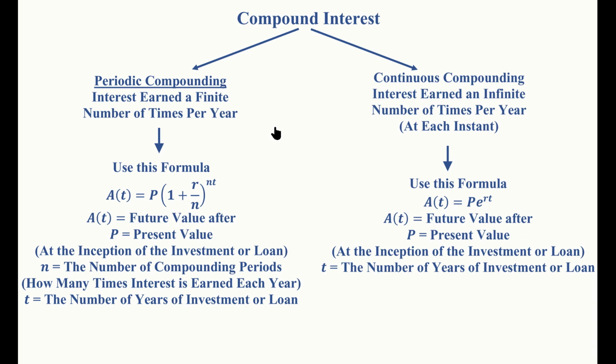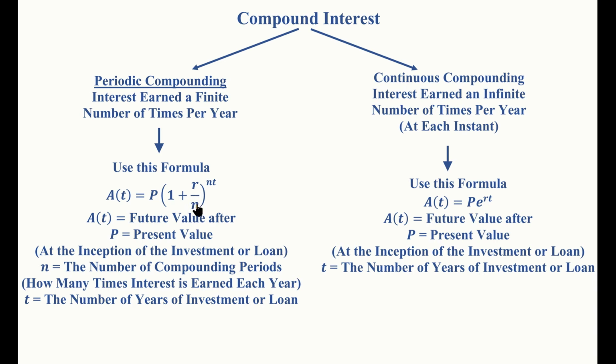So here we have two scenarios. One is in which compounding is taking place a finite number of times, meaning there are a finite number of times each year where the interest is added to your account. And for that, we use this formula, A of t, that means the future value after t years, is going to be the present value. P is also called the principal. And r here is the annual percentage rate. We usually write that in decimal form.